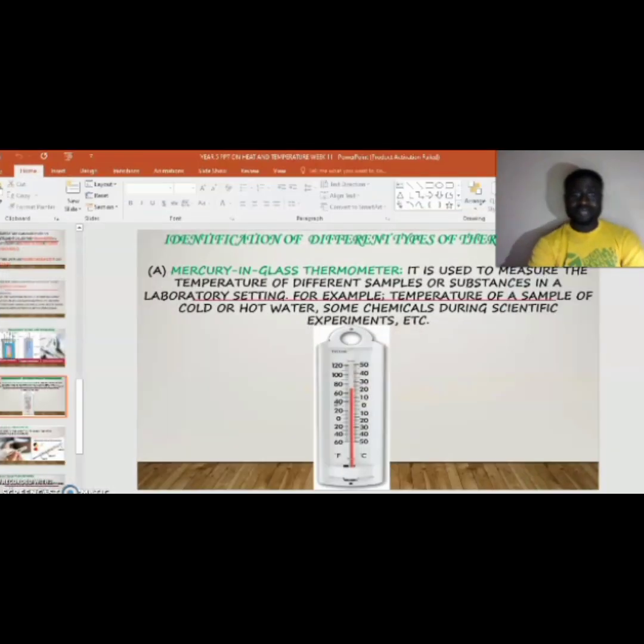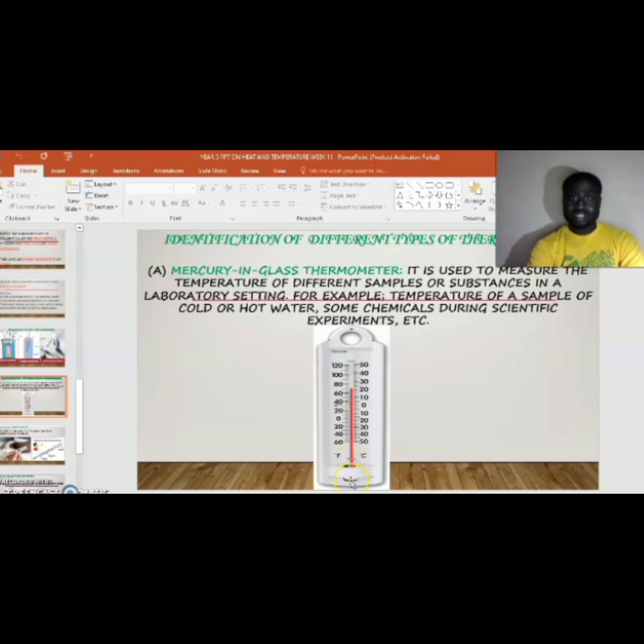Okay, having talked about the relationship between heat and temperature, let's move on to identification of different types of thermometers. And we're doing this because we have different types of thermometers that are used based on purpose and based on the environment. Following this assertion, we're looking at the first one here. It is called the mercury in-glass thermometer. It is called mercury in-glass thermometer because the thermometer is made up of a glass tube that is filled up with mercury. Mercury is a metal that is sensitive to temperature, be it hot or cold.